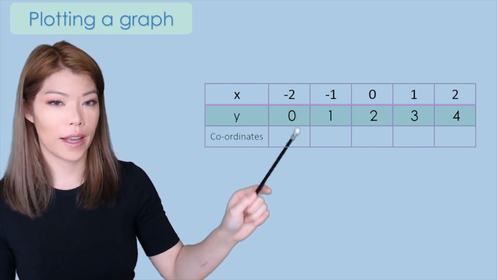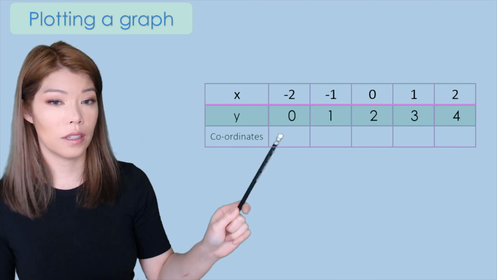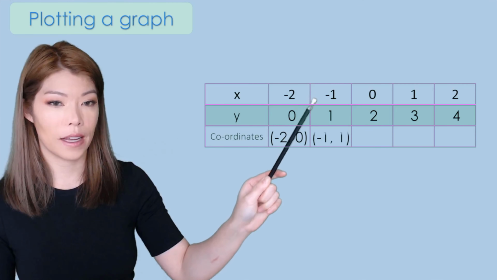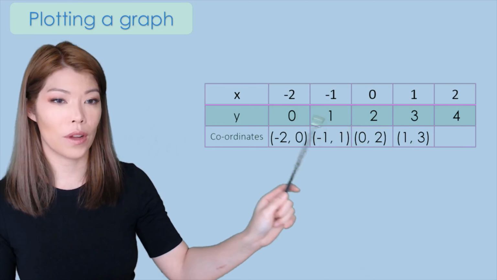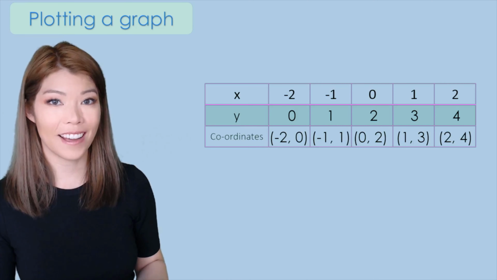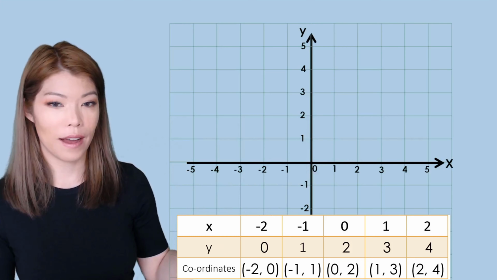Once we have all the x and y values, we can put them as coordinates. Remember, x first, then y. So that will be -2, 0. That will be -1, 1. That will be 0, 2, and 1, 3, and 2, 4. With these coordinates, we can plot a line. So let's put these coordinates onto our graph.